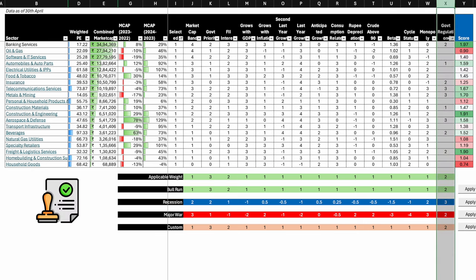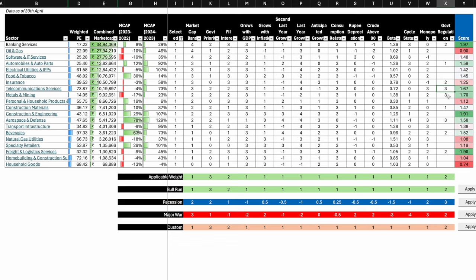Government regulation, banking is very heavily regulated by the government. Telecom, heavily regulated by the government. 3, higher than banking. Metals and mining, very heavily regulated. If the prices are expected to rise, government will impose taxation and other means to reduce the exports so that the prices don't go up in the domestic sector. Aerospace and defense, most large players which are manufacturers are government companies, heavily regulated.